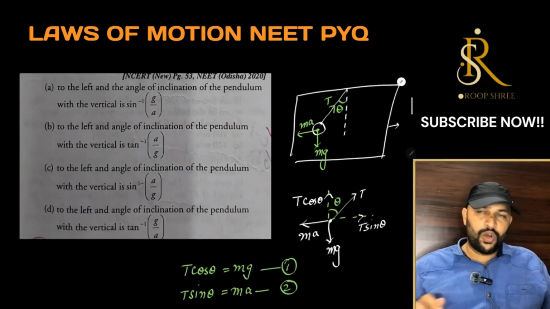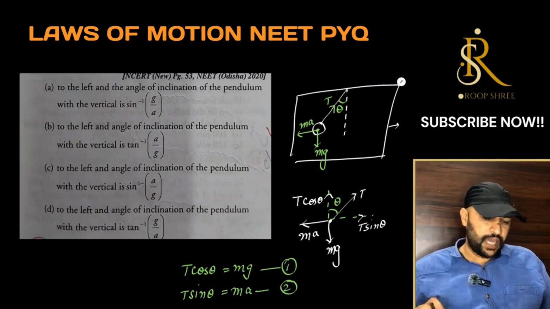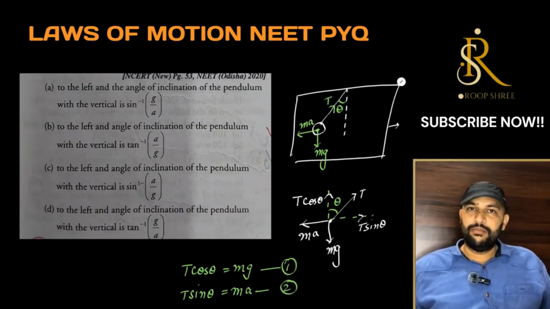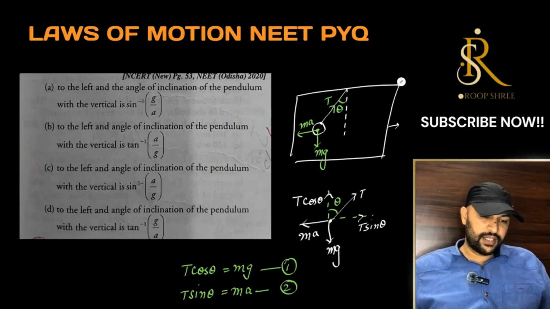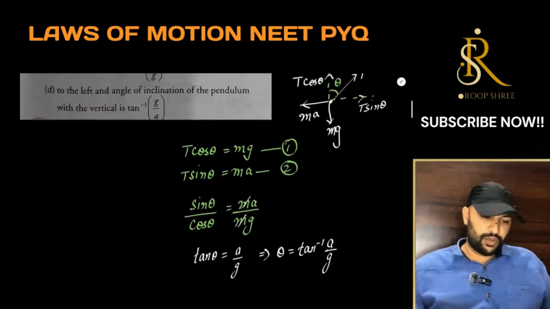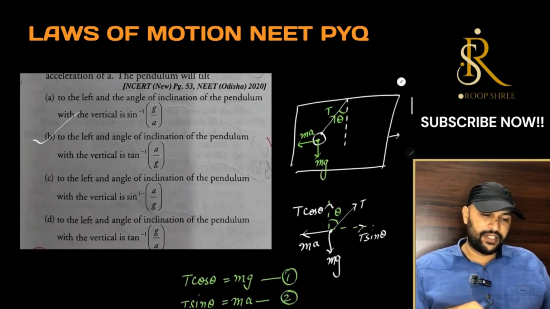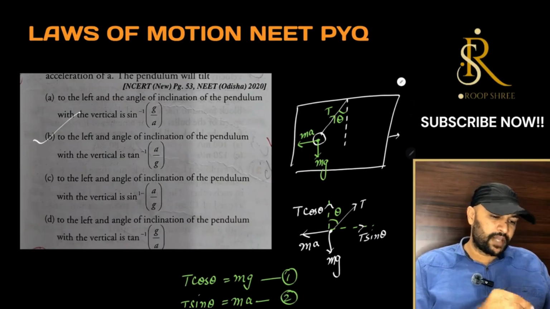Now we have two options with this, option B and option D. Let's read them. B says to the left, and the angle of inclination of the pendulum with the vertical is tan inverse a by g. Option D says to the left, and the angle of inclination of the pendulum with the vertical is tan inverse g by a. So look at this, this is tan inverse a by g, so option B is the correct answer.